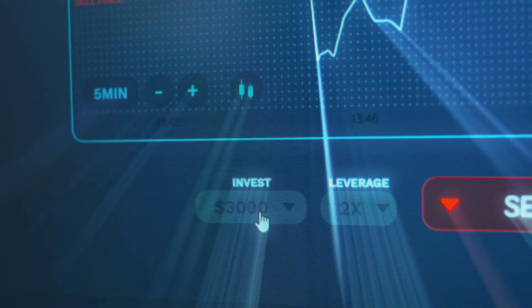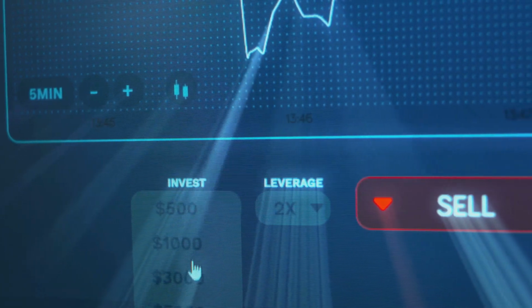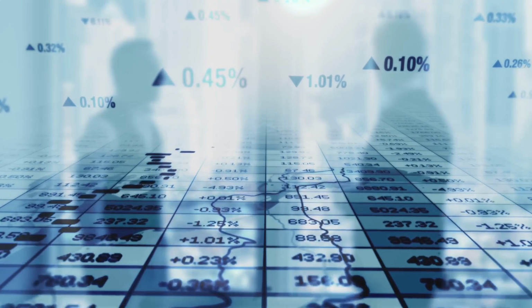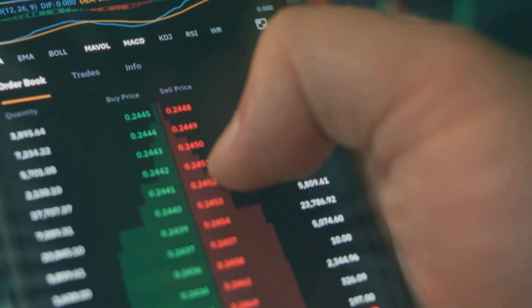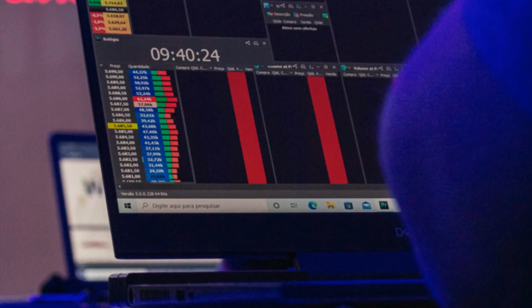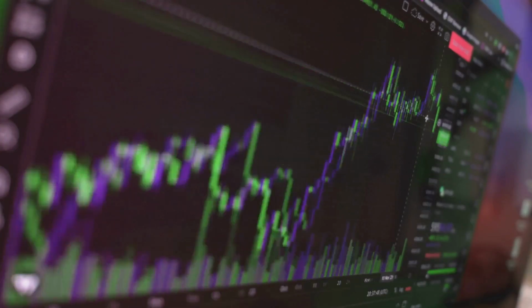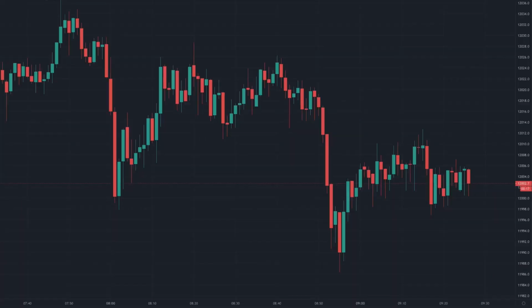The key takeaway: the stochastic helps you spot when momentum is slowing, often before price reverses. It's a simple concept, but powerful in practice. Use it to identify potential turning points and time your trades better. We'll dive deeper into signals and strategies soon. Remember, it's all about where the price closes within its recent range.